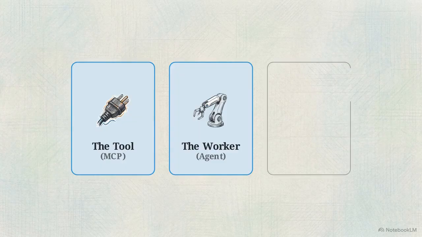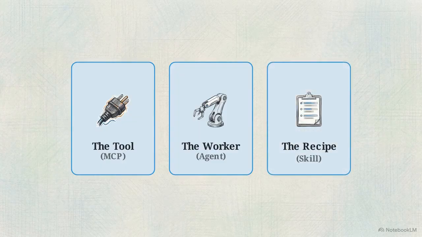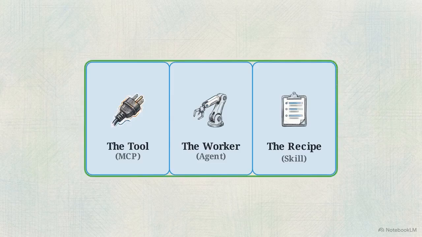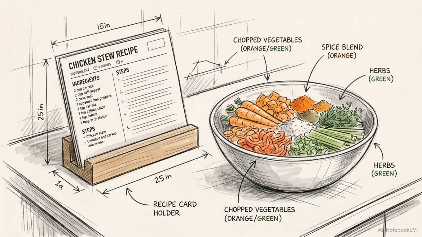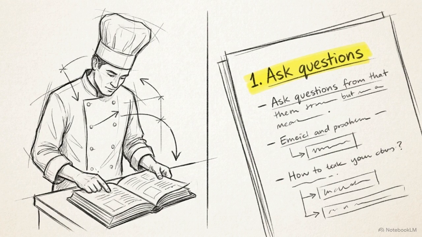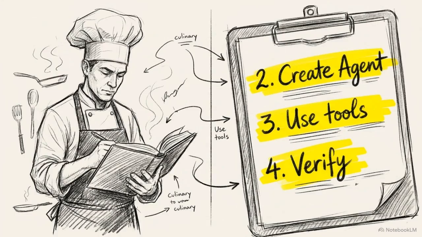We have our tools and our worker. The final component is the orchestration layer, the skill. A skill is often mistaken for complex code. It isn't. A skill is simply a standard operating procedure. It is a recipe. Written entirely in plain text markdown, the skill gives the AI strict, numbered steps to follow. It dictates exactly what to ask the user, when to use the MCP tools, and how to verify the work.